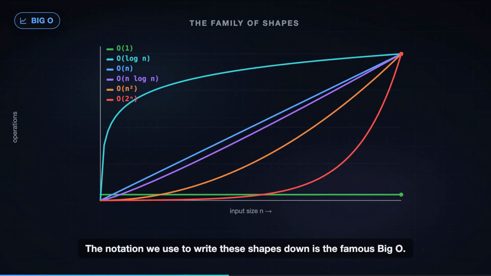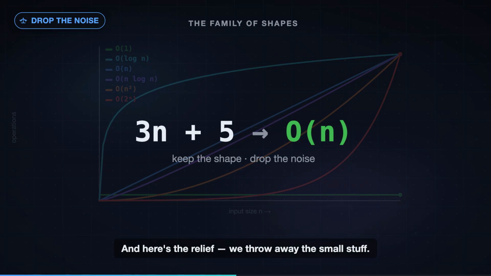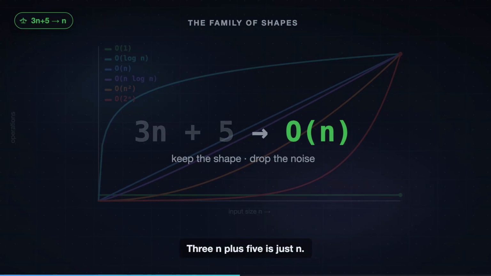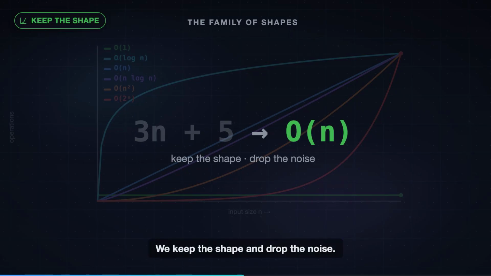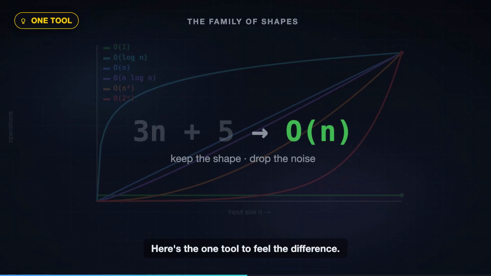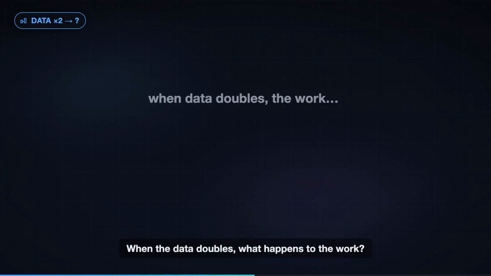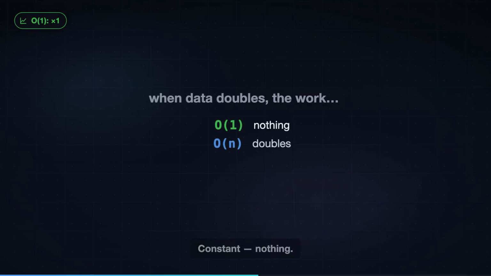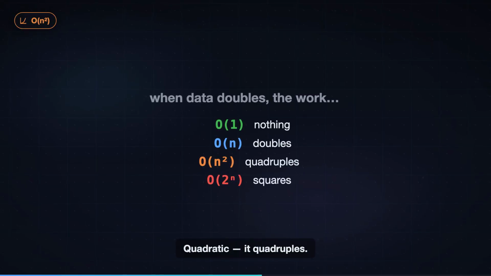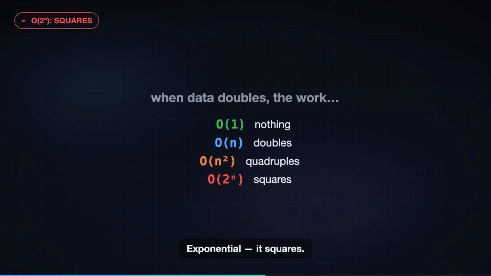The notation we use to write these shapes down is the famous big O. And here's the relief. We throw away the small stuff. 3n plus 5 is just n. We keep the shape and drop the noise. Here's the one tool to feel the difference. The doubling test. When the data doubles, what happens to the work? Constant, nothing. Linear, it doubles. Quadratic, it quadruples. Exponential, it squares.